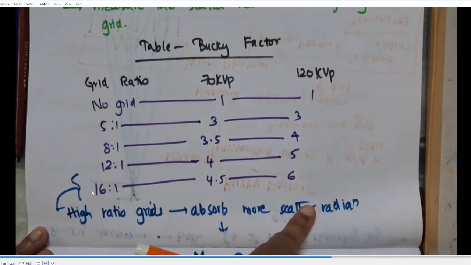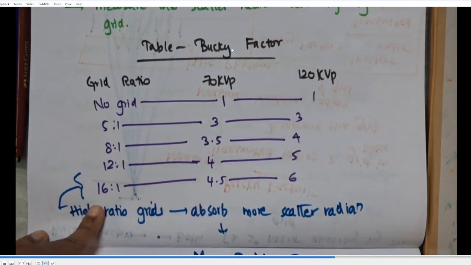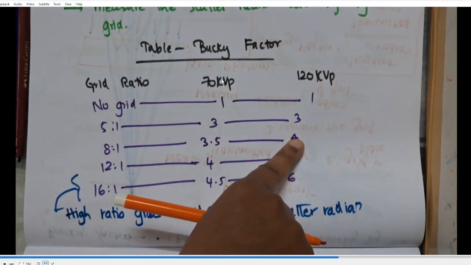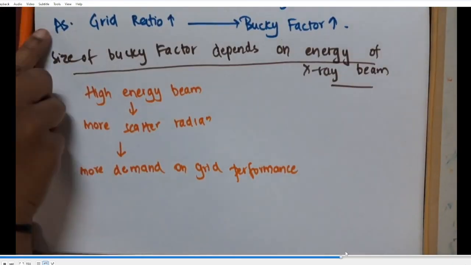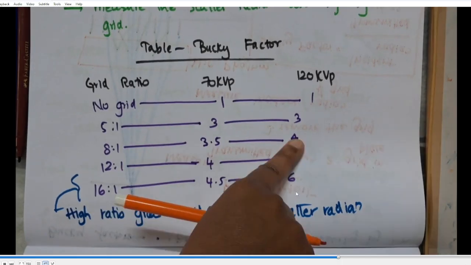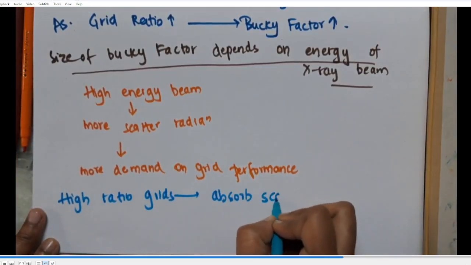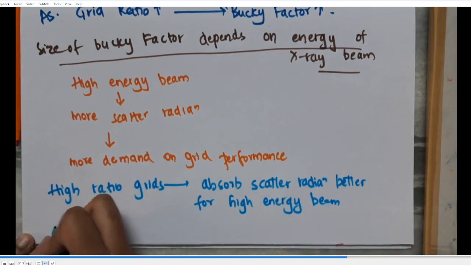So here, the Bucky factor of the 16:1 grid in this table increases from 4.5 at 70 kVp to 6 at 120 kVp as the radiation energy increases. So more scatter is generated by 120 kVp, and this additional scatter is successfully absorbed by the 16:1 grid, whereas the 5:1 grid is not sufficient to absorb it. So higher grid ratios absorb scatter radiation better for higher energy beams.